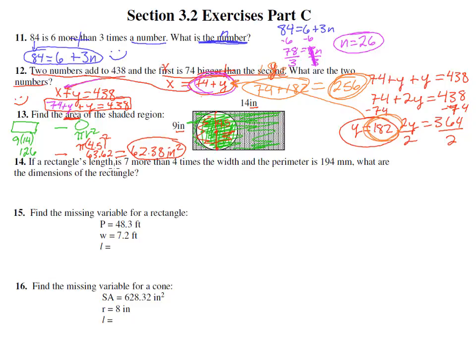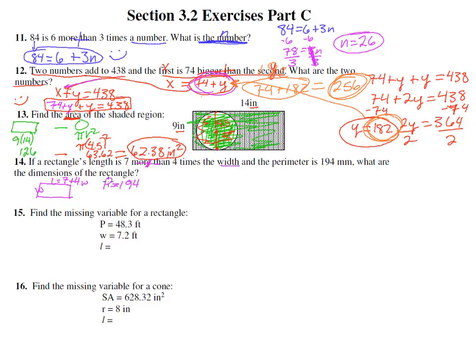Wow. We better draw this out a little bit. Okay, here's a rectangle, and we've got a width and a length. It says the rectangle's length is, that's an equal sign, 7 more than, that's a plus sign, 4 times the width, the W. And the perimeter, let's write that out here, perimeter is 194. So we need to think about that.